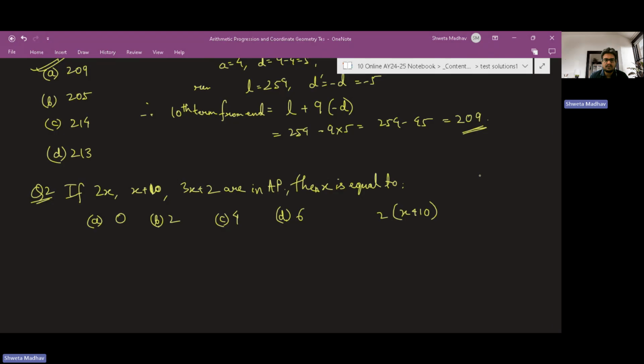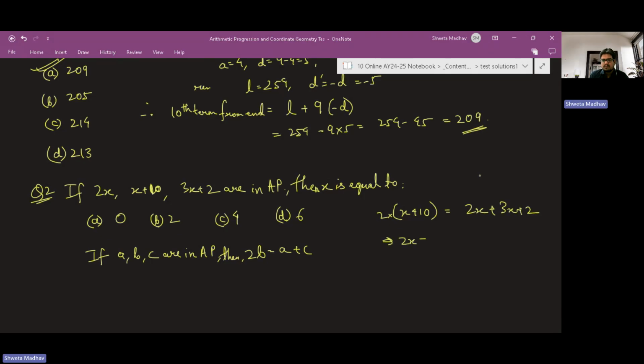So we know that if A, B, and C are in AP, then B is the average of the first and the third terms. The second term is the average of the first and the third terms. So I can say that 2B will be equal to A plus C. So from here I can say 2B means 2 into x plus 10, that will be equal to 2x plus 3x plus 2.